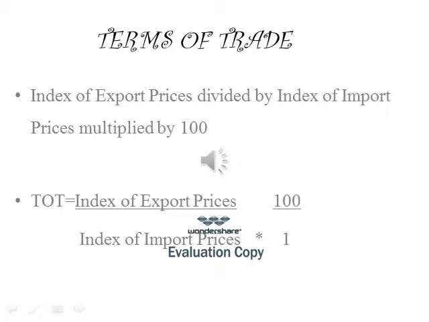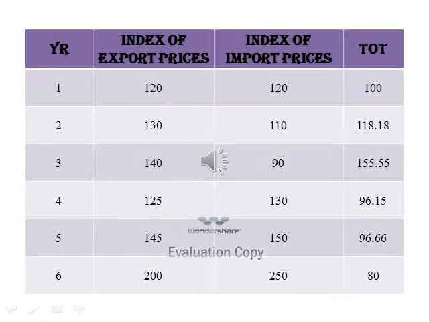Terms of trade. Terms of trade is the index of export prices divided by the index of import prices multiplied by 100. Terms of trade, or COC, formula is index of export prices over index of import prices multiplied by 100 over 1. As shown in the table, we can see changes of increase and decrease in the COC during the 6 years.